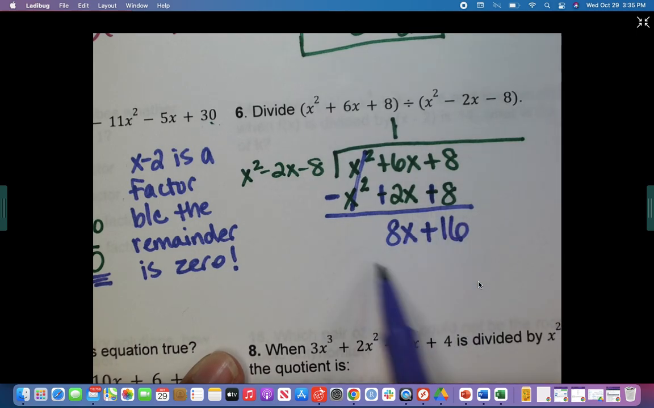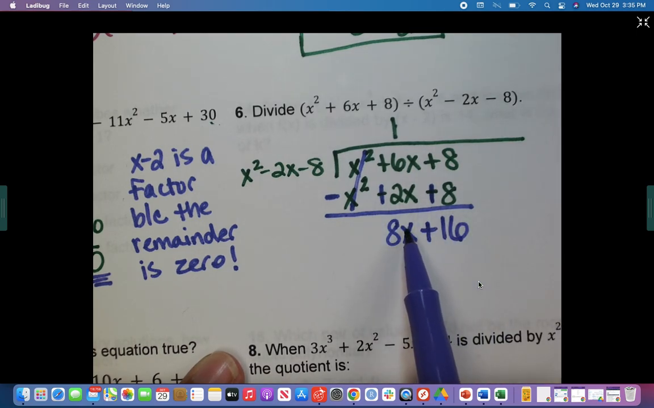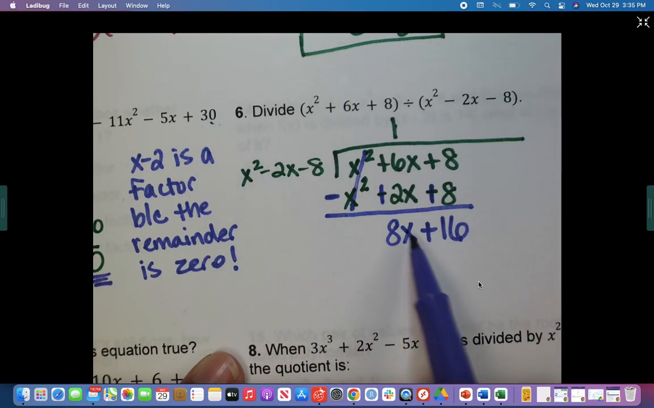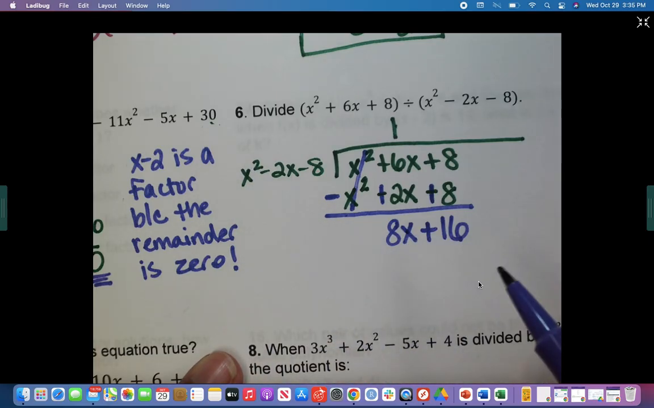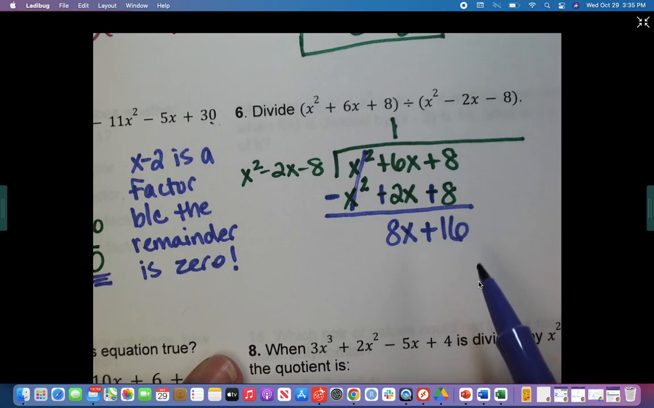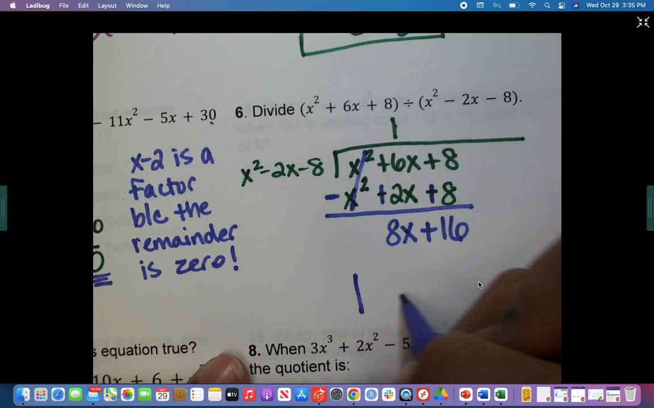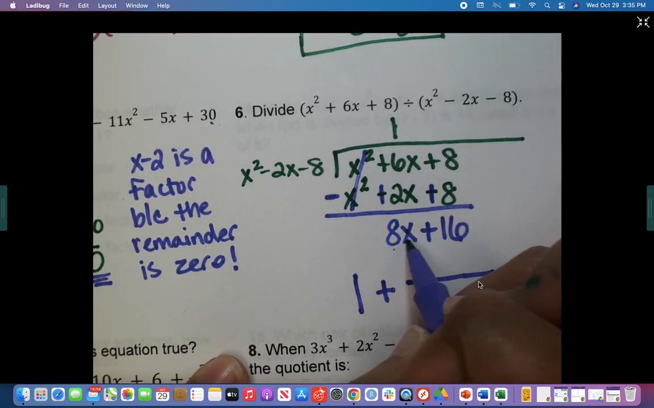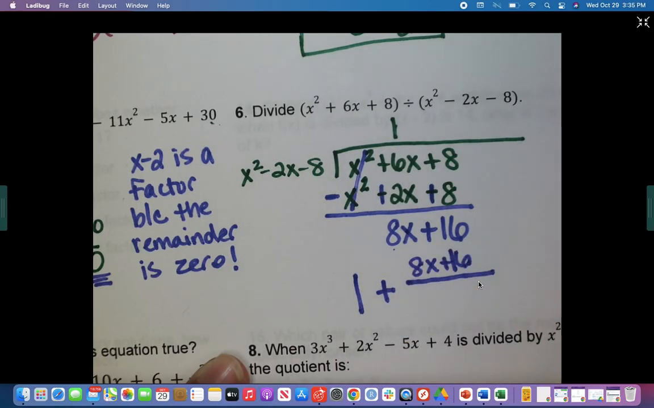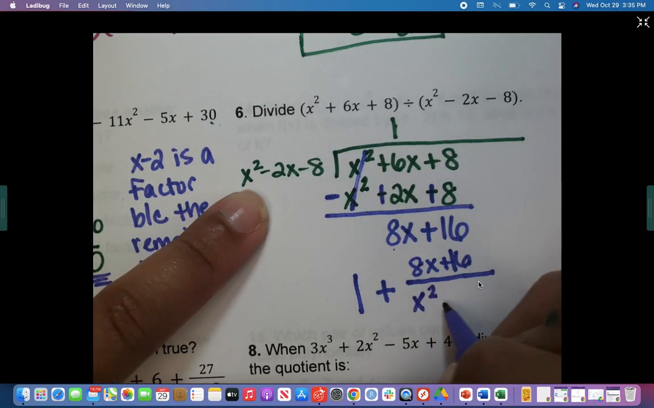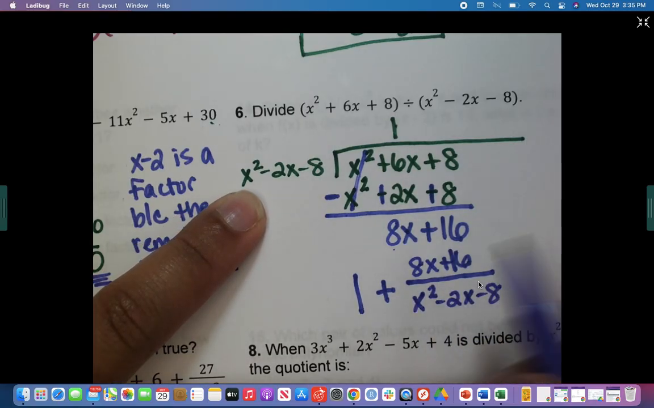All right, so this right here would be my remainder because I'm left with 8x. My divisor is x squared. I can't divide x by x squared and get a whole number. So we're ready to write our answer. So the final answer would be 1 plus, and then remember it's your remainder, so 8x plus 16 over your divisor, which was x squared minus 2x minus 8.